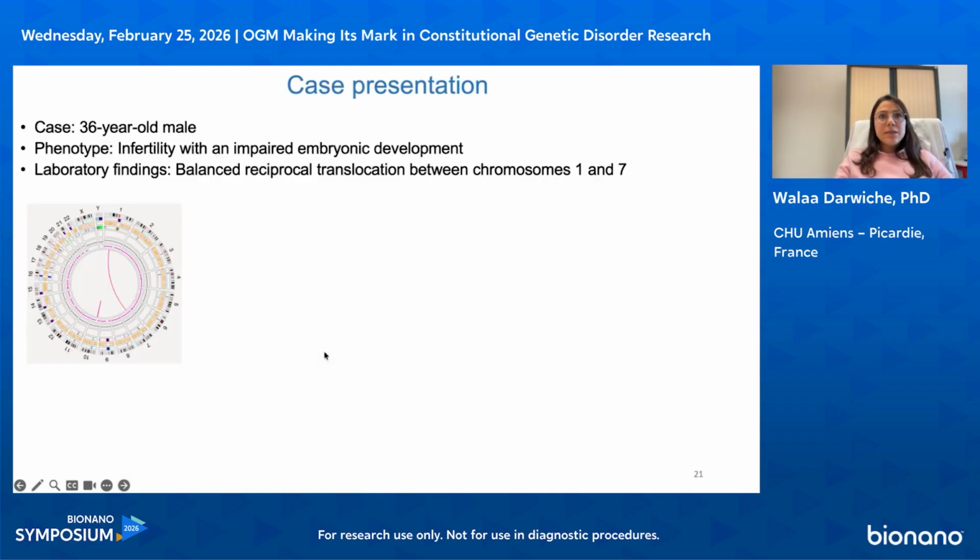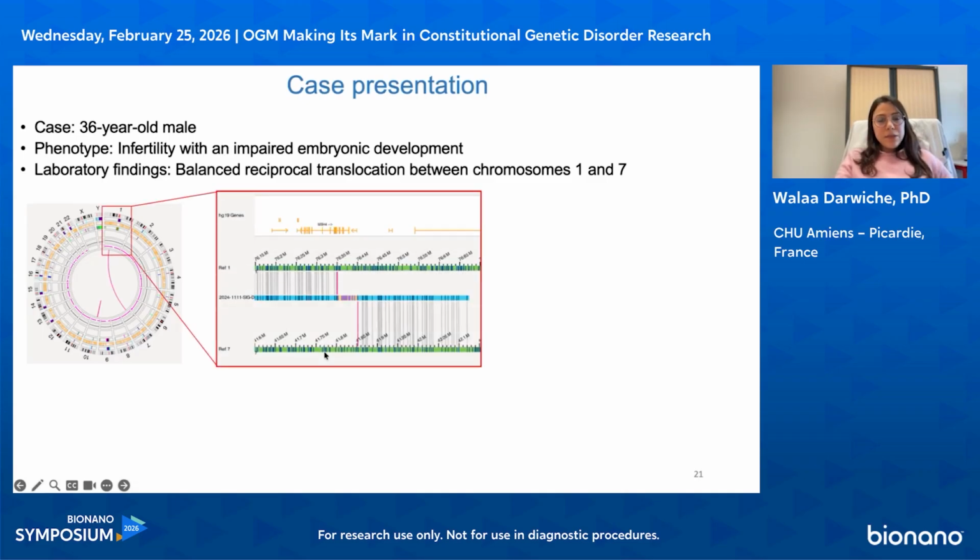The third case is a 36-year-old male with infertility and an impaired embryonic development. A balanced reciprocal translocation between chromosome 1 and 7 was already known. Using optical genome mapping, we were able to precisely identify the genes involved at the breakpoints. The breakpoint on chromosome 1 disrupted the MSH4 gene, providing a clear explanation for the observed phenotype.